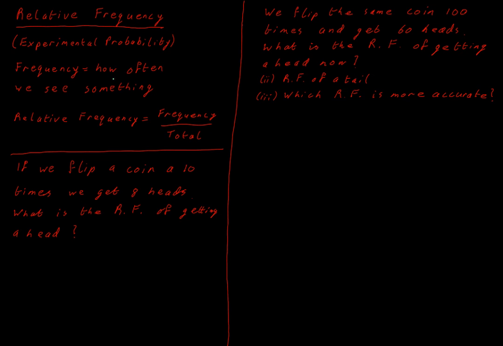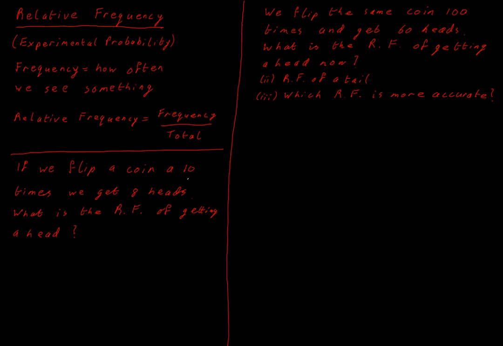So frequency just means how often we see something. If we said that we saw someone frequently, it would mean that we saw them quite often. So frequency just means how often you are seeing something. Relative frequency means how often you are seeing something compared to the total number of times that you run an experiment. So let's put this into practice.